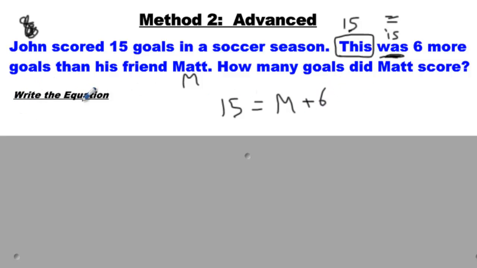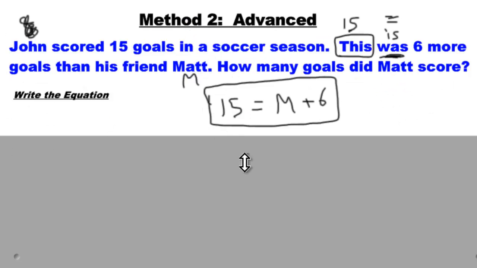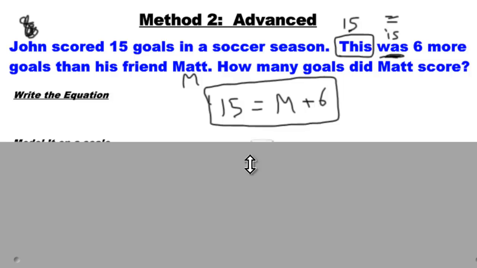Then it says write the equation. Well, guess what? We just did. We just wrote the equation. It's right here. And the question asks us, how many goals did Matt score? We got to figure that out. We can use this old strategy of inspection, but we're not supposed to. We have to use the balancing method. So you know what I'm going to do is I'm going to write it like this. And really the order doesn't matter. I can write M plus 6 equals 15. Or I can write 15 equals M plus 6.